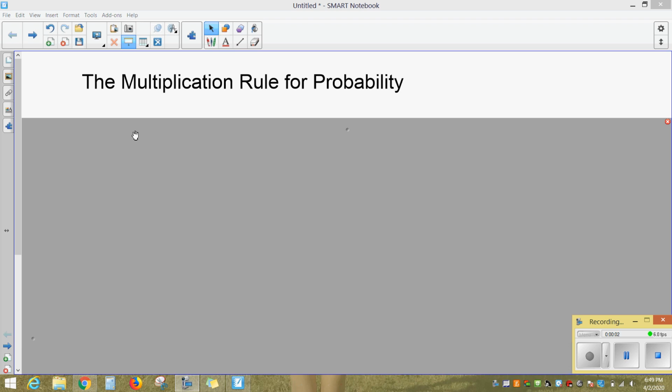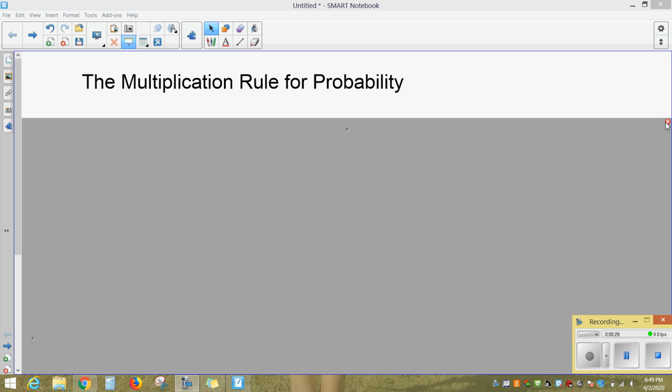So in the next section, we're going to talk about the multiplication rule for probability. We talked about mutually exclusive events in the last section, and mutually exclusive means that the two events cannot happen at the same time. You can't be both male and female at the same time, or a freshman and a sophomore at the same time. You can't draw a card that is both a heart and a spade at the same time. Those events are mutually exclusive.